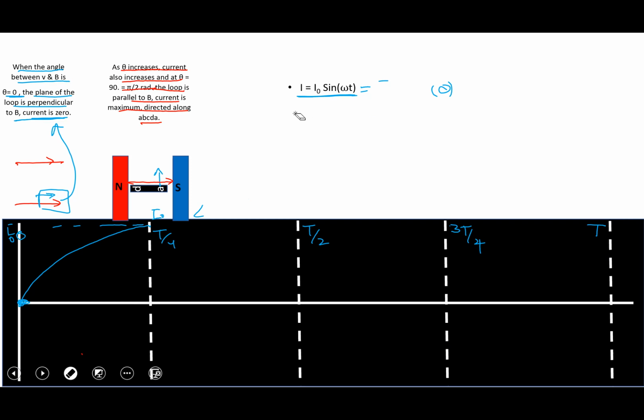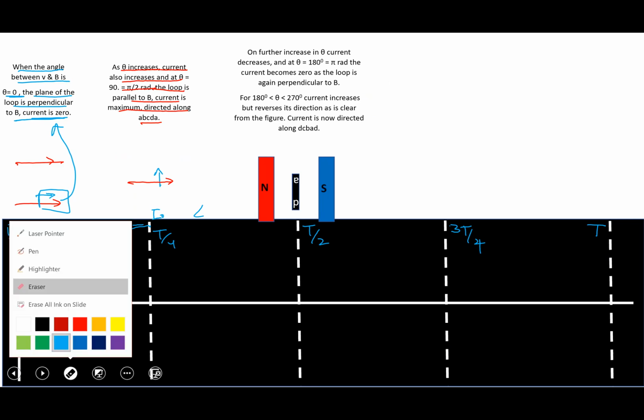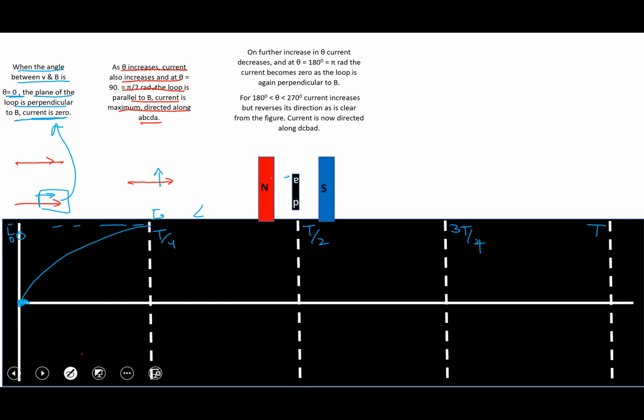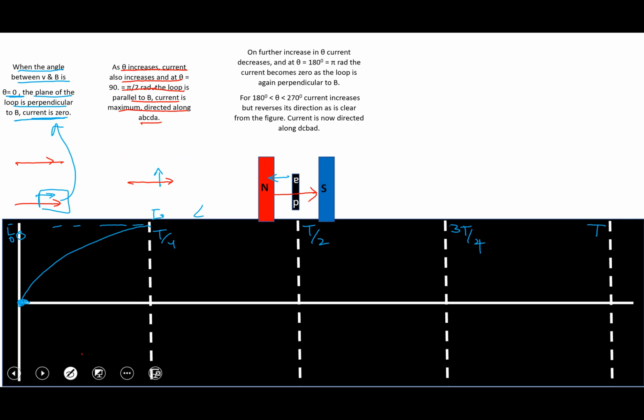Now, keeping that in our minds, let's continue. The coil keeps on rotating in this case as well. Now the velocity is in the anti-clockwise direction, but the magnetic field is again in the same direction, over here from north to south. So these two are making an angle of 180 degrees.